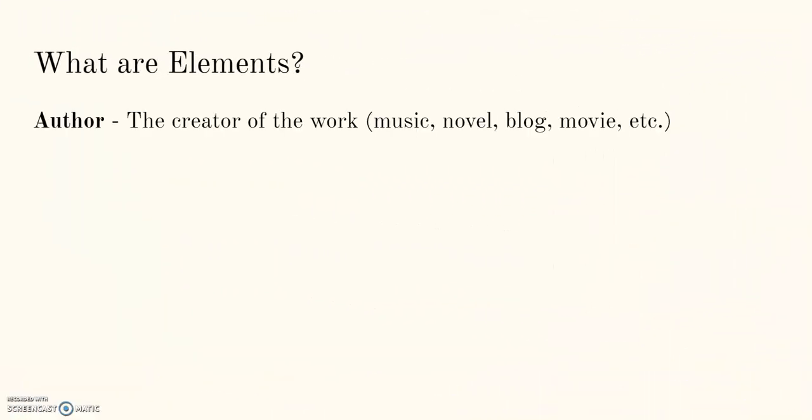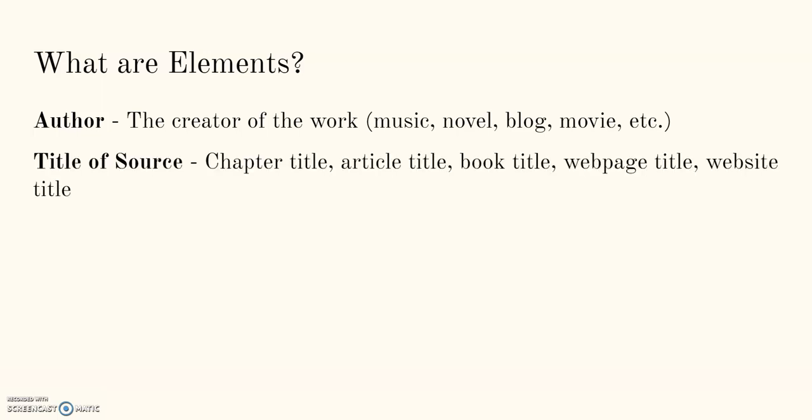So to go into more detail about what these elements are, the author is the person who created the work that you're using. So whether that's music, a blog, or a movie, it's whoever is the person credited for creating that work. The title of a source is like your chapter title, an article title. It could also be the book title or a web page title or website title. The idea is that this is the title of the work that you are using.